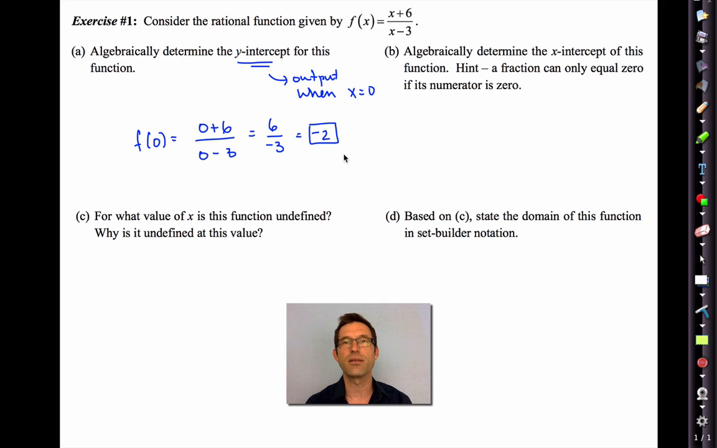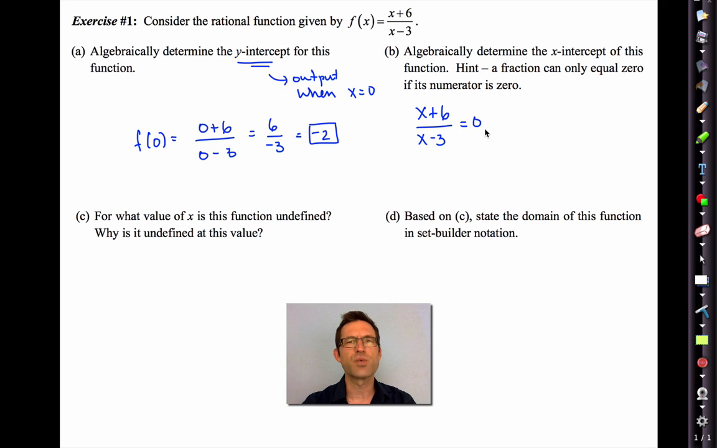And then it gives a hint. Hint, a fraction can only equal 0 if its numerator is 0. So think about this for a moment. All right, this is very, very important. To find the zeros or the x-intercepts of any function, we take the function and we set the y value equal to 0.